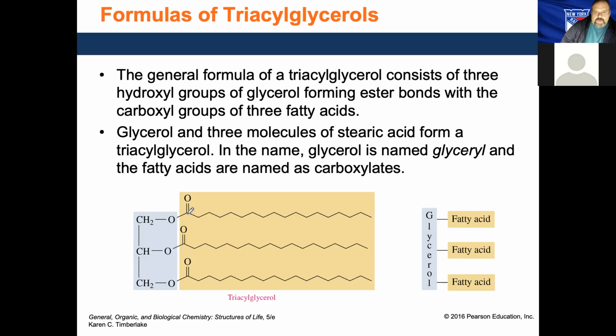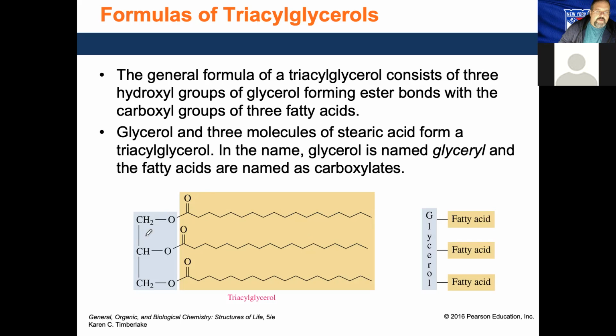Counting the carbons: 1 through 18, 1 through 18. So it's basically made three times using the same saturated fatty acid.